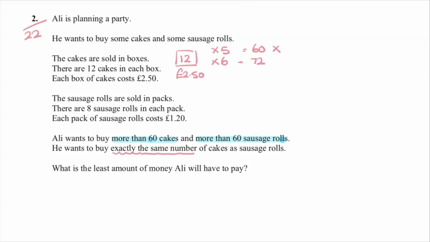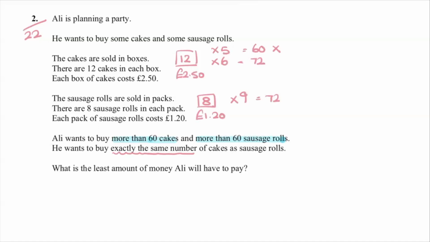So what I want to do now is look at my sausage rolls, okay, which are sold in packs of 8 at £1.20. So I've got that key information kind of in a picture. It's easy to process when it's looking like that rather than sentences. I know it's got to be the same. So can I times my 8 by anything to equal 72? And I can check that in my calculator, or if I know my 8 times table, I will know that it's times by 9.